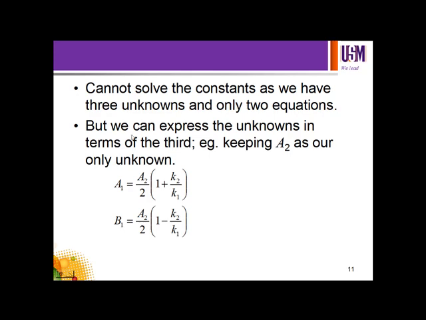But what we can do is express the unknowns in terms of the third one. So in this example, let us keep A2 as our only unknown. That means A1 is now defined in terms of A2, and B1 is now defined in terms of A2. By solving the two equations, we have only one unknown in the final solution. So A1 should be in terms of A2 and B1 should be in terms of A2 like this.